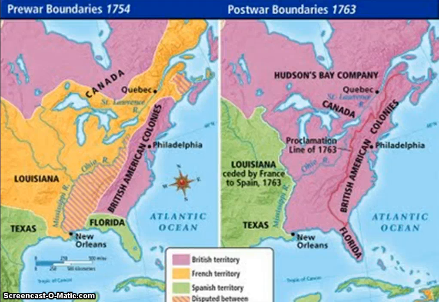Okay, so again, you have your maps of your pre-war boundaries in 1754 and then your post-war boundaries in 1763. Biggest thing here is that the British gain quite a bit of territory, though they are going to put in that Proclamation Line of 1763, which says that colonists cannot settle west of the Appalachian Mountains, so basically along this line, even though the British territory has now extended to the Mississippi River.